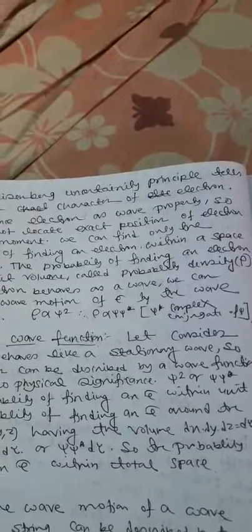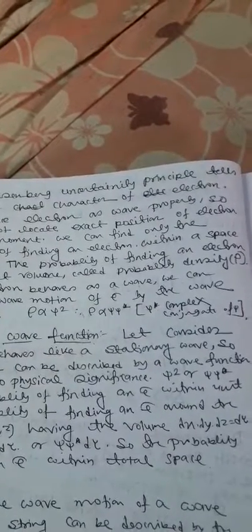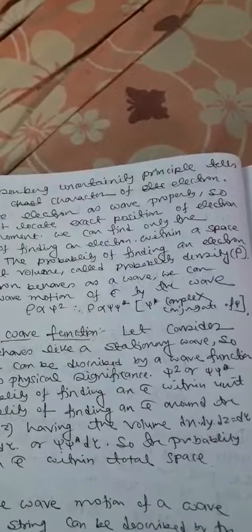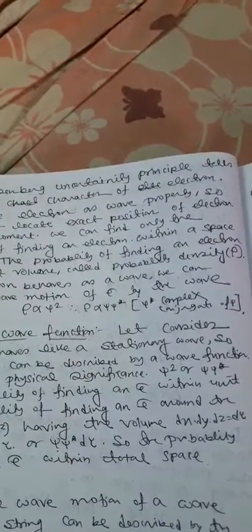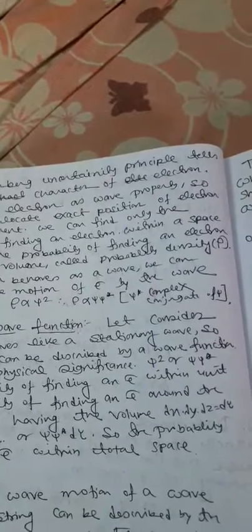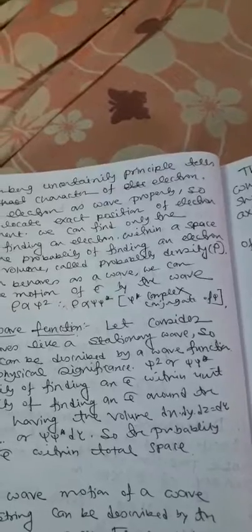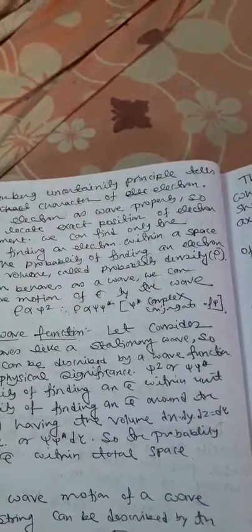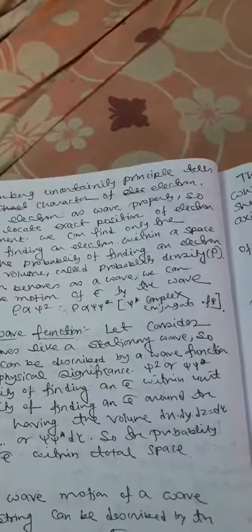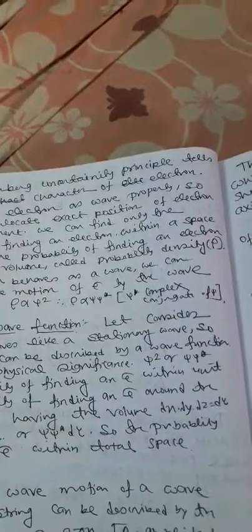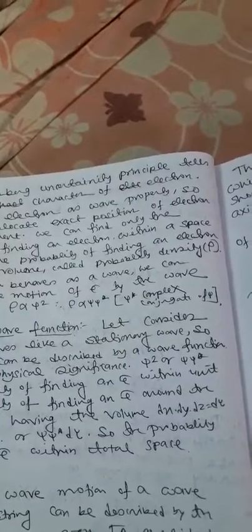And now the probability of finding an electron within unit volume is called probability density, and it is denoted by rho. Since an electron behaves as a wave, we can represent the wave motion of an electron by the wave function psi. So according to this principle, rho is directly proportional to psi square and rho is proportional to psi star.